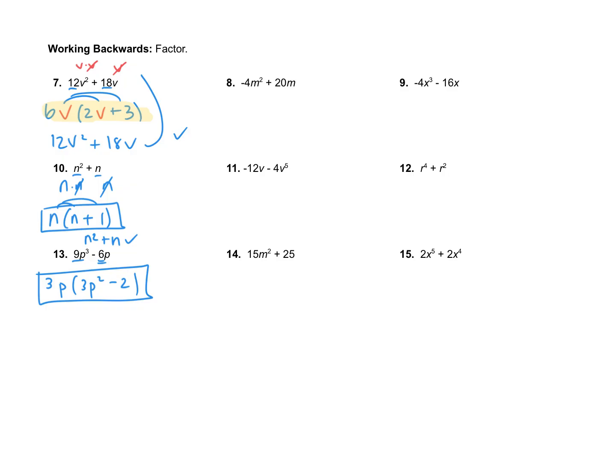I lied. We're going to do one more together. We're going to do 15. And then I'm going to give you some time to work on this. Okay, 15, for 2 and 2, I can take out a 2.